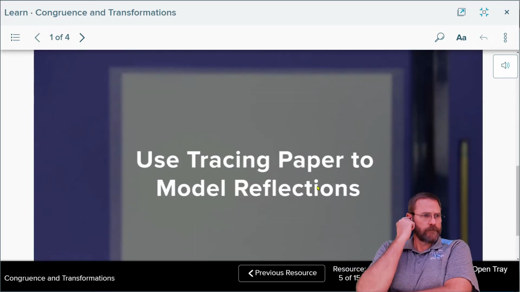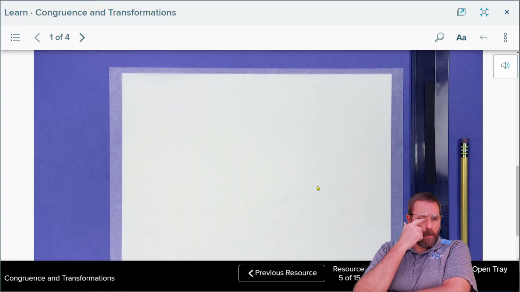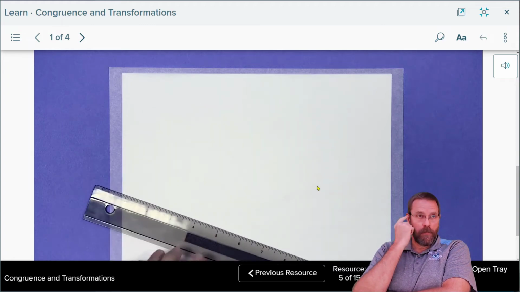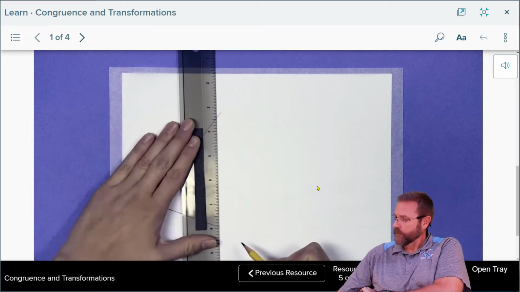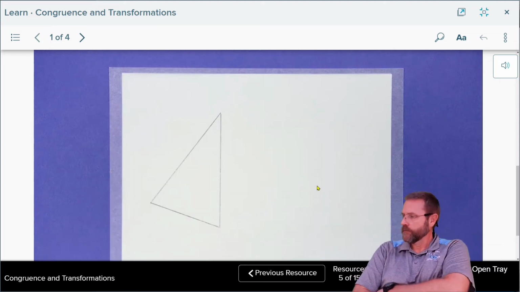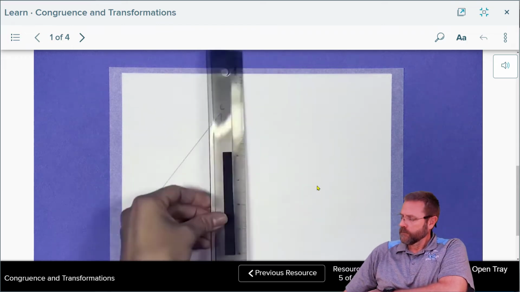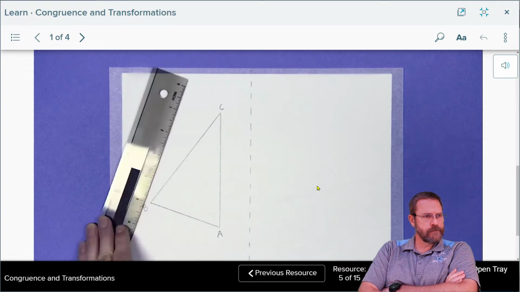Use tracing paper to model reflections. You can use tracing paper to determine what happens to a figure when you reflect it over a line. Use a straight edge to draw a triangle on tracing paper. Label the vertices A, B, and C. Draw a dotted line near the triangle to serve as the line of reflection.